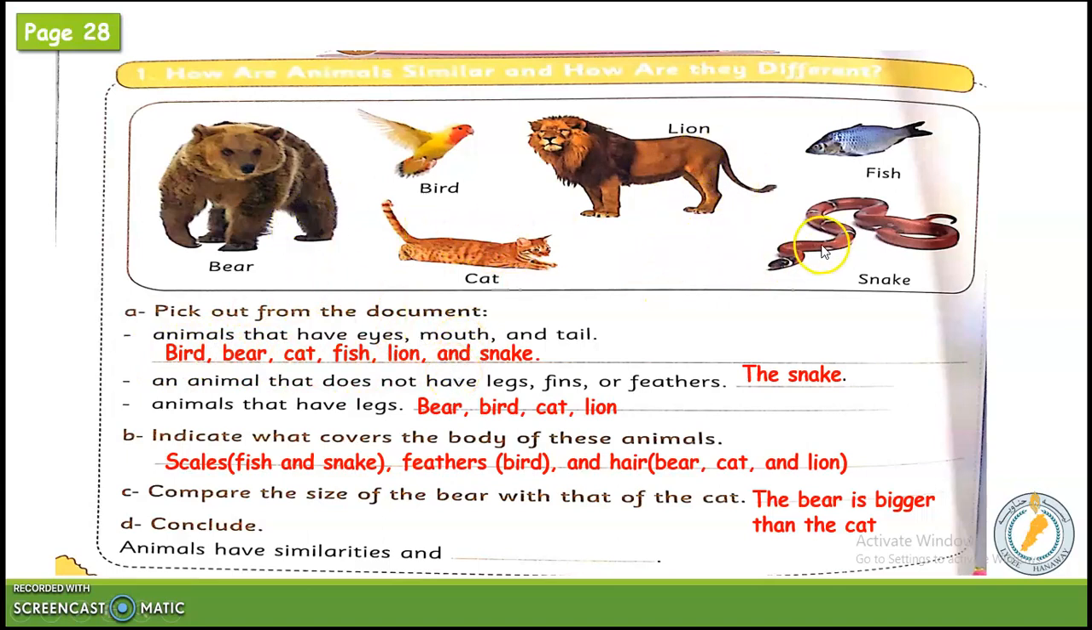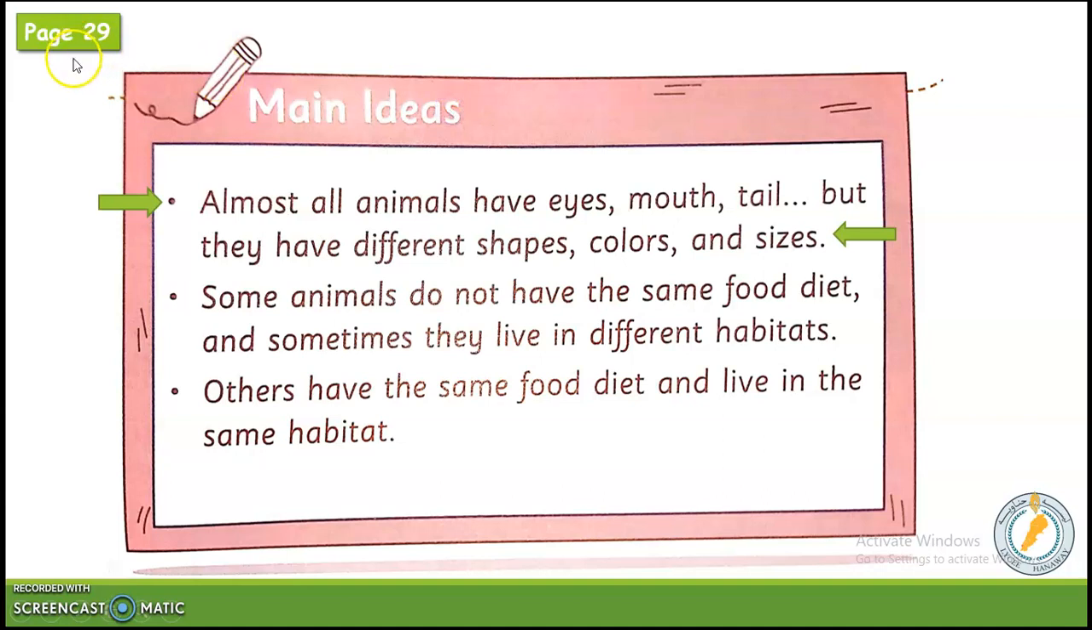We said that the snake is covered with scales, the fish is covered with scales, but the lion is covered with hair, the bird is covered with feathers. So you see, this is how they are different. And we had a conclusion that animals have similarities and differences. This was page 28. Please copy the answers if you haven't. And let's move to page 29.